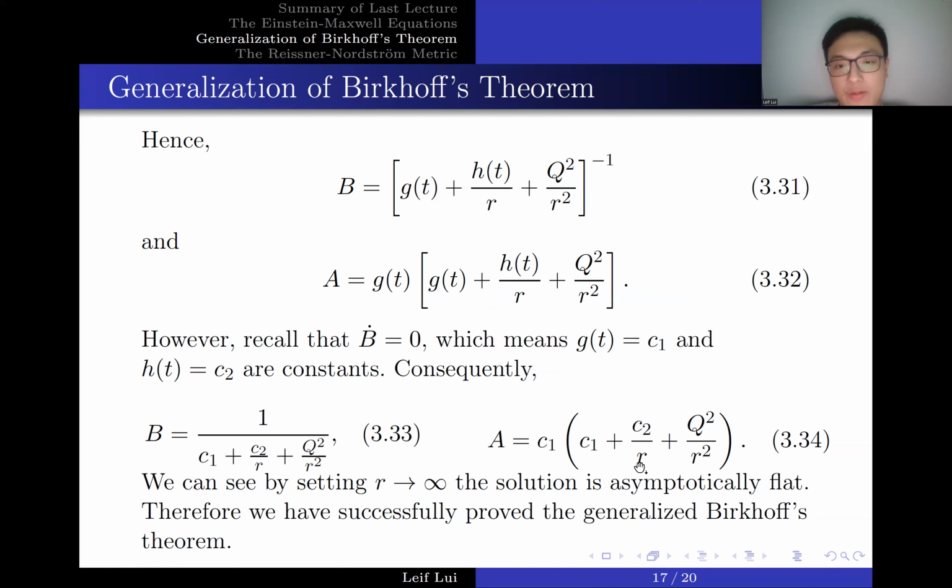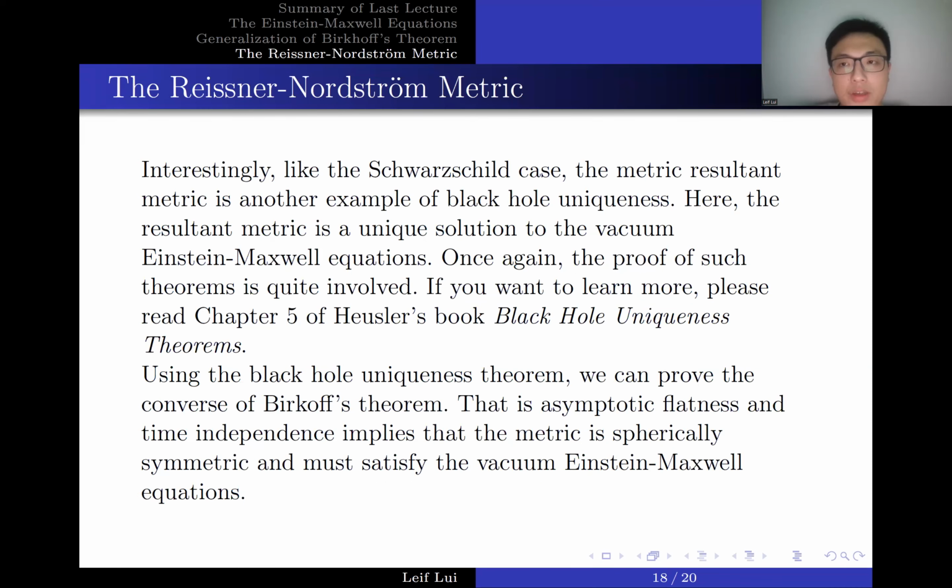Actually, we've proved not only the first part, we've proven the whole Birkhoff's theorem. We've already proved that it's static, and we've proved that it's asymptotically flat. So my mistake, we've proved all of the generalized Birkhoff's theorem. And now we can derive the Reissner-Nordström metric.